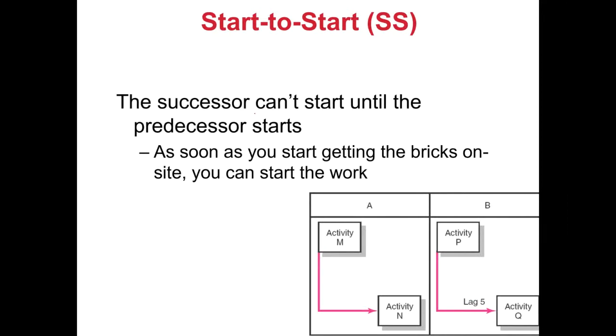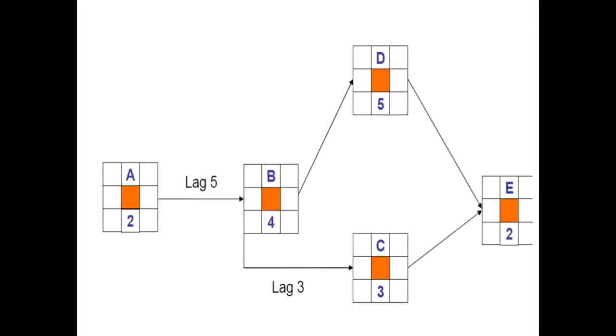And for start to start, the successor cannot start until the predecessor starts. As soon as you start getting the bricks on the site, you can start the work. So you do not need to wait for the entire activity to be finished. You can start. So this is an example of a start to start, and this is an example of a start to start with a lag. Right. So we will now start looking into CPM calculations as well, and how we manually schedule a project.